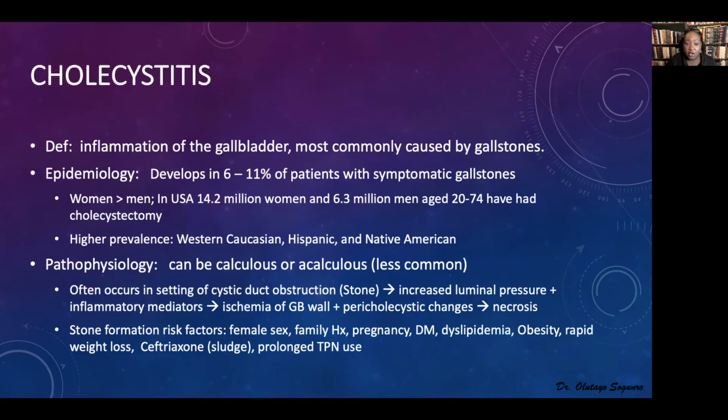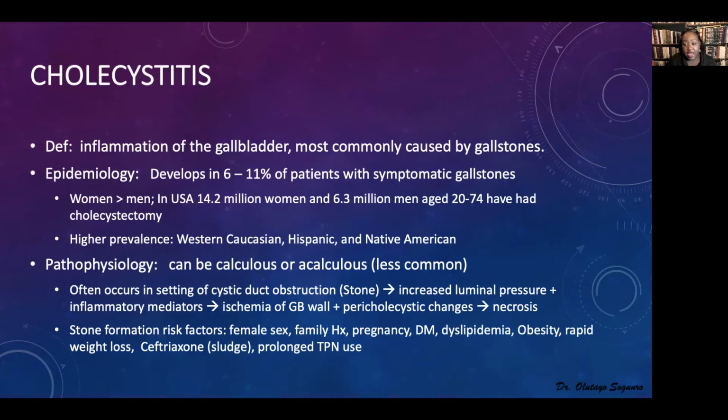Cholecystitis is inflammation of the gallbladder, most commonly caused by gallstones. It develops in 6 to 11% of patients with symptomatic gallstones. Women are more affected than men. In the United States, 14.2 million women and 6.3 million men have had a cholecystectomy.